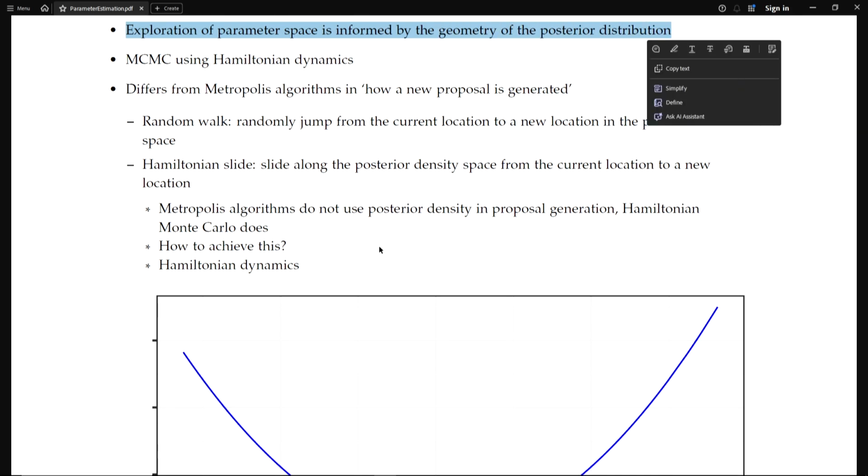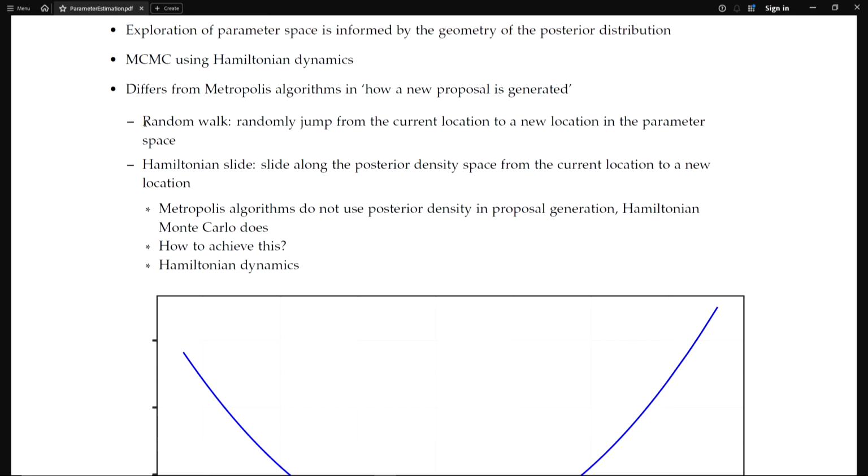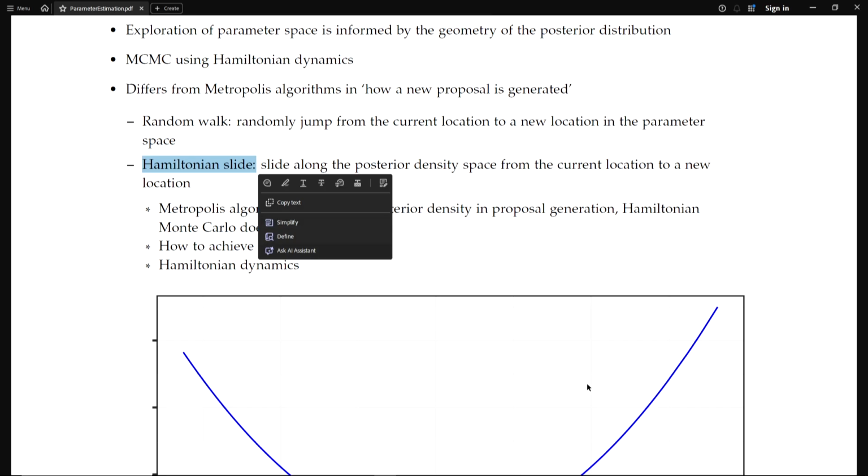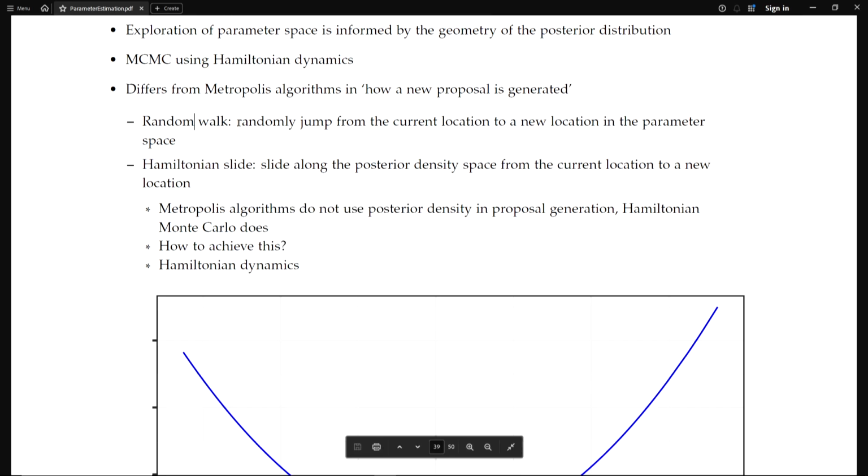I discussed some of these things. The key difference is a random walk versus a slide along this surface. In random walk algorithms, for example, in simple MCMC Metropolis-Hastings algorithms, we randomly jump from the current location to a new location in the parameter space. The only information we are using is the current state of the chain, the parameter values that you have already sampled from the posterior. You are not using any other information.